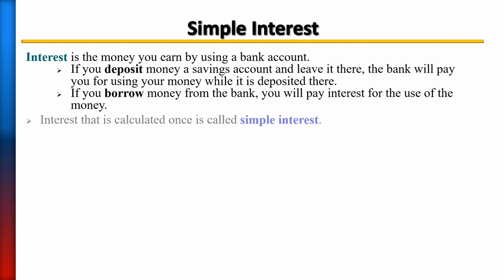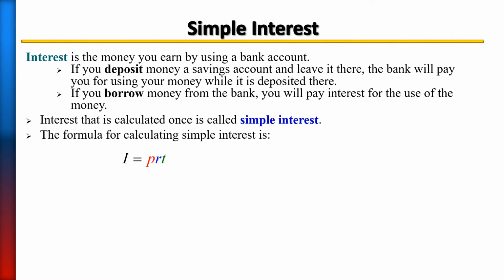So this is where simple interest comes in. Simple interest is calculated once. So when you calculate that interest and you just calculate it one time, it's called simple interest. When you calculate it over a couple of times, it sort of compounds, and we'll talk about that in another section, compound interest. But simple interest is just simply calculated once.